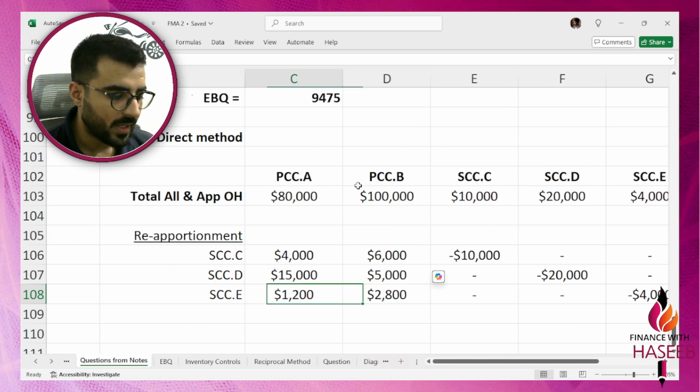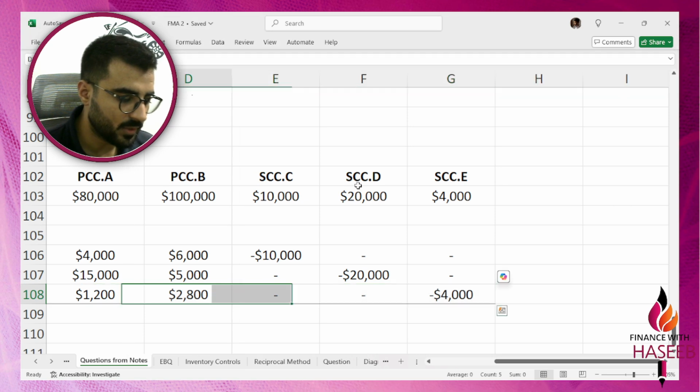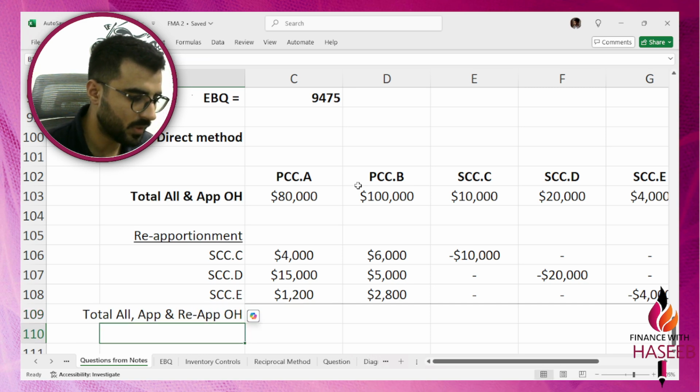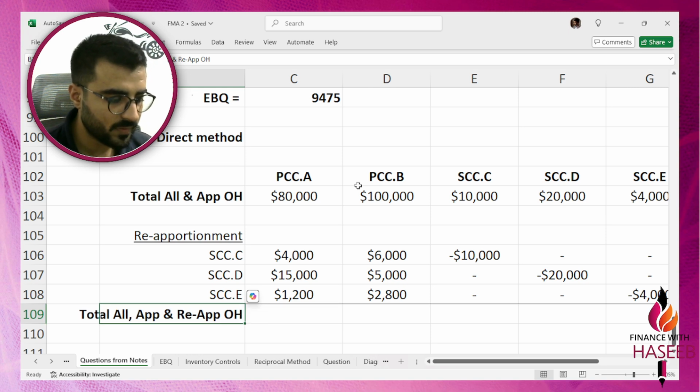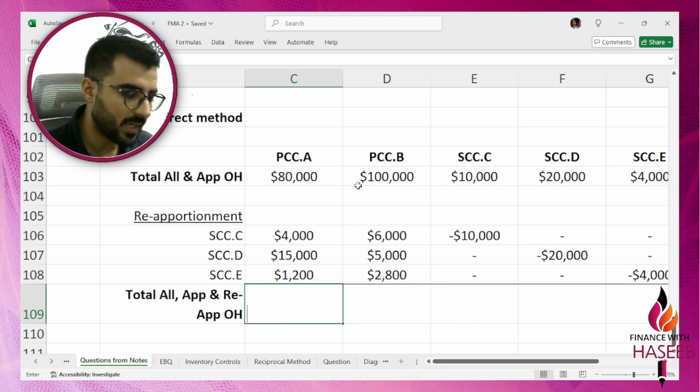So now we will find that the reapportionment stage hasn't yet ended. It will end once you find the total figure. So total allocated, apportioned, and reapportioned overhead. Once you calculate this figure, only then is the reapportionment stage finished. So we are calculating the total overhead.